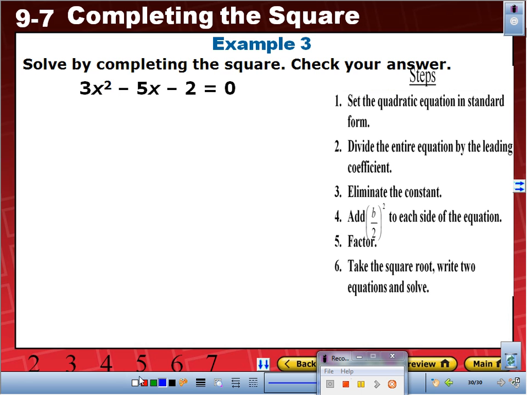Let's go a little bit faster on this one. Step 1, standard. Is it in standard form? Yes. Divide the entire equation by the leading coefficient, which is what? So therefore, we divide the entire equation by 3. So we're left with what? x squared minus 5/3 x minus 2/3 equals 0.